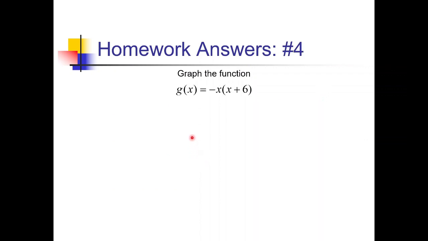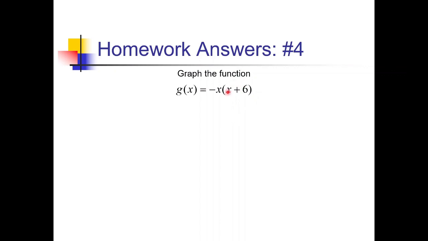To graph the g function here, since this is in intercept form, I can start by finding the x-intercepts, and that will quickly give me 2 points. So we have an x-intercept for this -x part here of 0. We're just trying to zero out each of the factors.